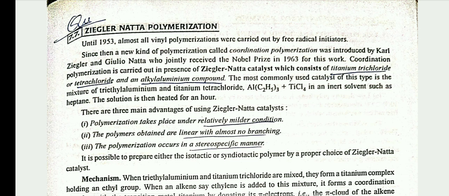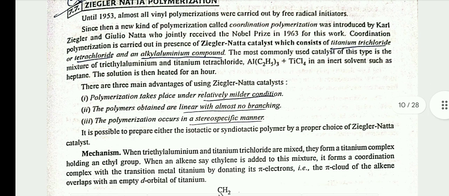Coordination polymerization is carried out in presence of Ziegler-Natta catalyst, which consists of titanium trichloride or tetrachloride and an alkyl aluminium compound. The most commonly used catalyst of this type is the mixture of triethyl aluminium and titanium tetrachloride, Al(C2H5)3 plus TiCl4, in an inert solvent such as heptane. The solution is then heated for an hour.